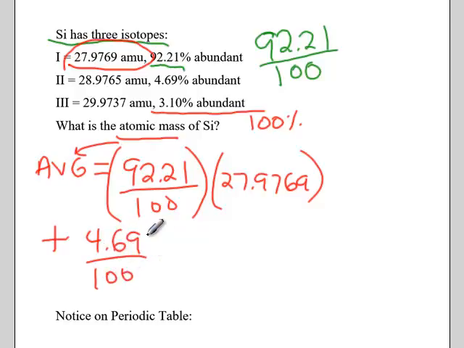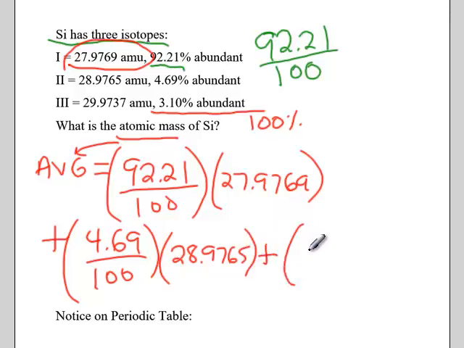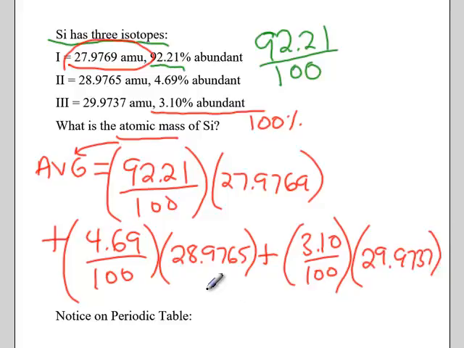And we're going to do that for the other two isotopes. 4.69 out of 100. That's the odds of selecting isotope number 2, which has this mass. And isotope number 3, 3.10 out of 100, and its mass. Now, in a problem like this one, we're not worried about sig figs. If you multiply all this through, add it all together, you'll get a value on your calculator of 28.09.